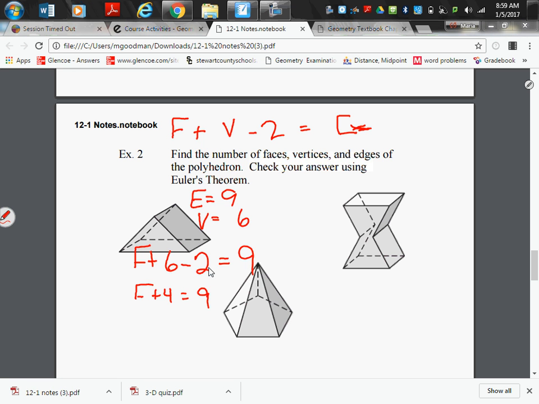Mr. Dye, what am I going to do now? Okay, hold on, I couldn't quite understand you. Say it real clear. Subtract 4 from both sides of my equation. I agree. So how many faces does this shape have? 5. Good.